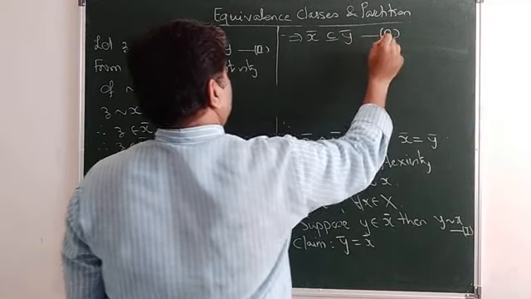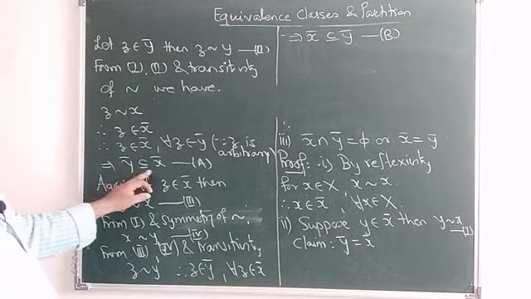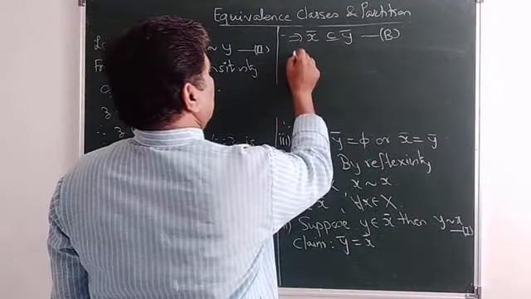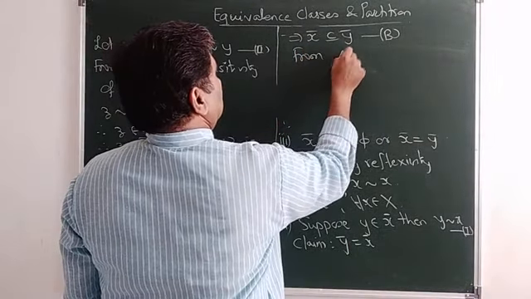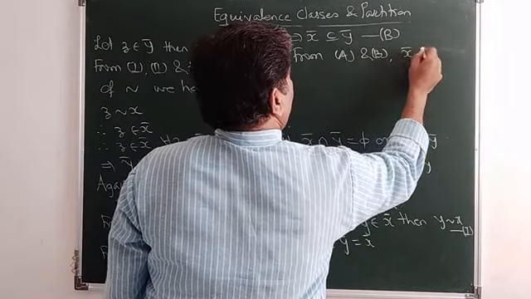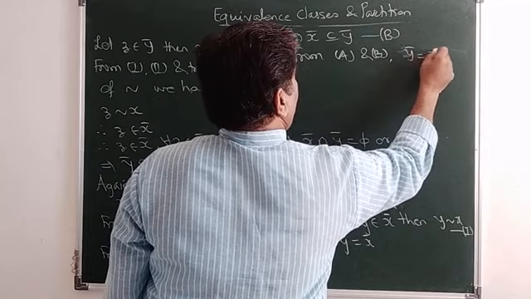This is B. In A we proved y bar is a subset of x bar. Here we proved x bar is a subset of y bar. From A and B, x bar is equal to y bar, or y bar is equal to x bar.